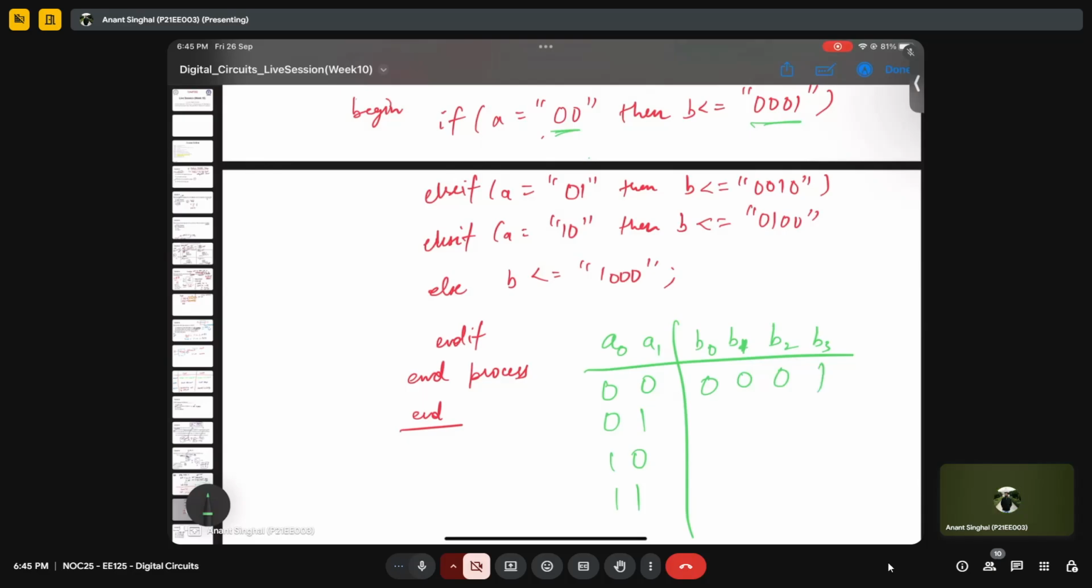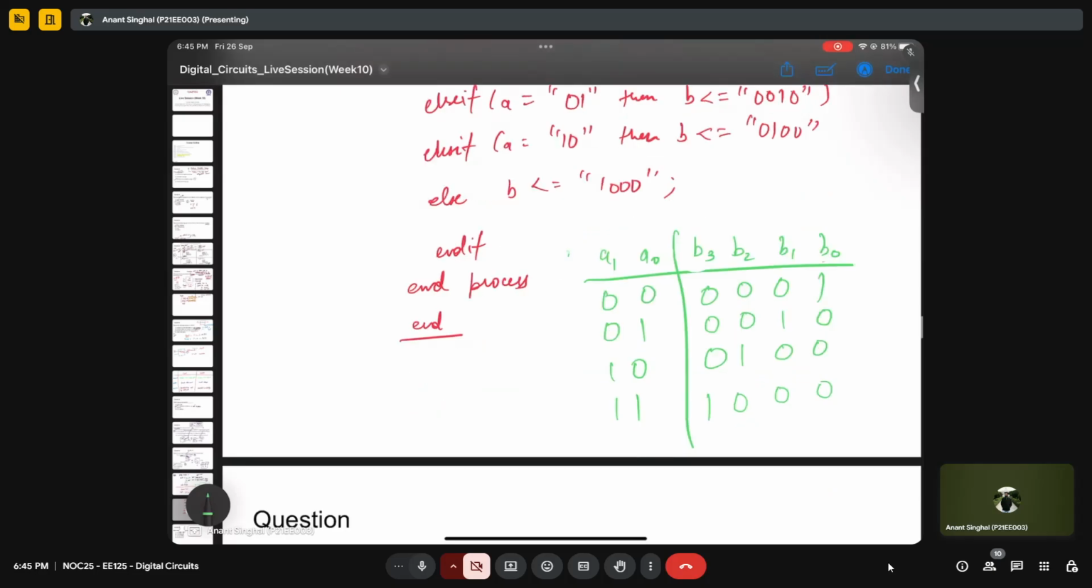Okay, I should have written this the other way around. So MSB should come first. Same for this. The second, it says 0010. The third it says 0100, and otherwise it is 1000. So this is the truth table and that is the circuit.